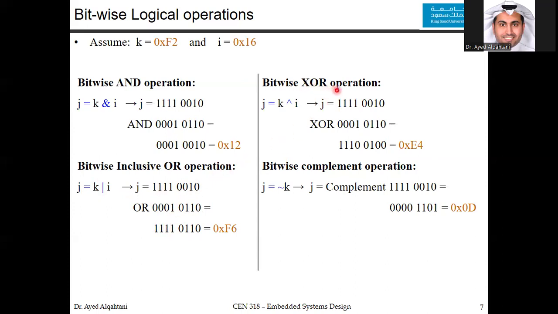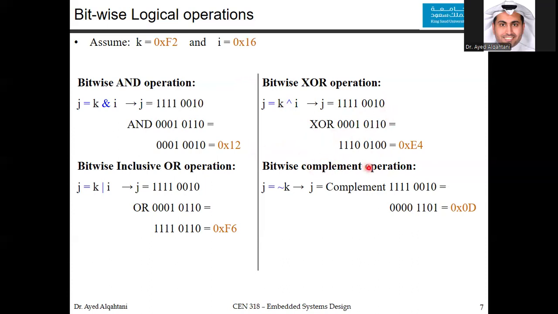The XOR operation is denoted by this symbol. With XOR, if they are the same, meaning 0 and 0, or 1 and 1, you will get 0. If they differ, you will get 1 in the output. So whenever you have a difference in the value, you will have 1. Here you have a difference in these 3 bits, so you'll have 1 and 1 and 1.